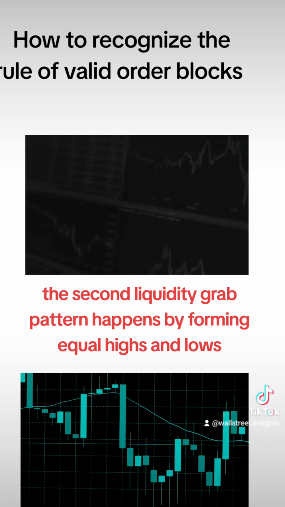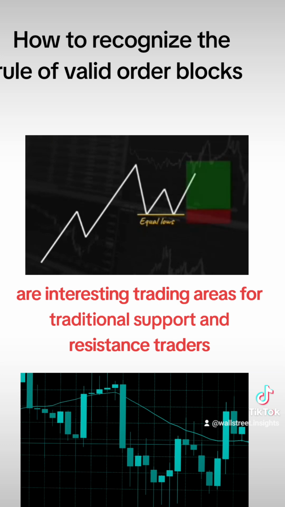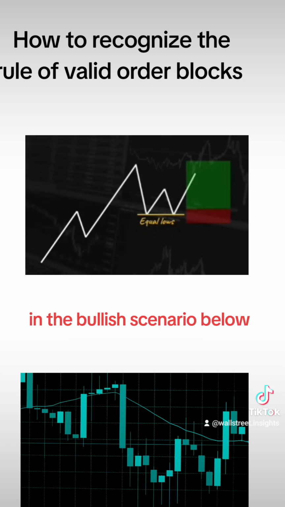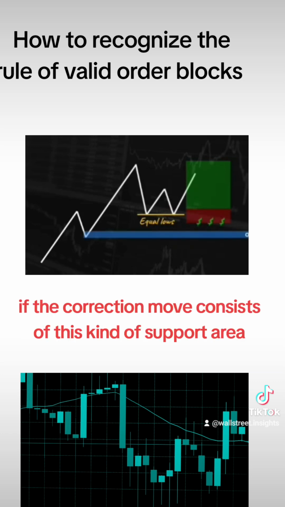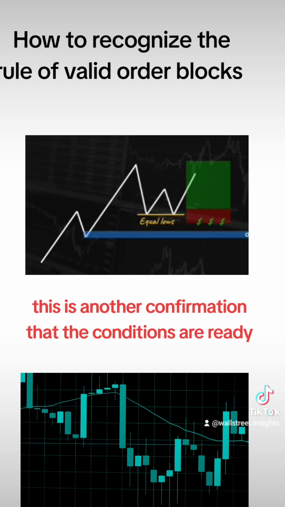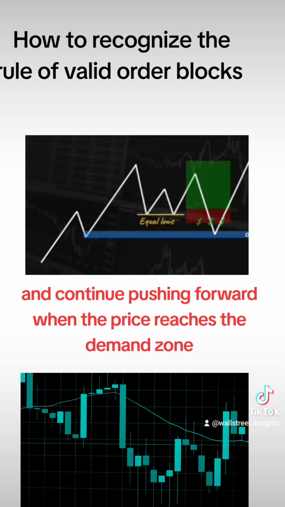The second liquidity grab pattern happens by forming equal highs and lows. Equal highs and lows are interesting trading areas for traditional support and resistance traders. In the bullish scenario, below the equal lows contain lots of liquidity. If the correction move consists of this kind of support area, this is another confirmation that the conditions are ready for smart money to grab the liquidity and continue pushing forward when the price reaches the demand zone.